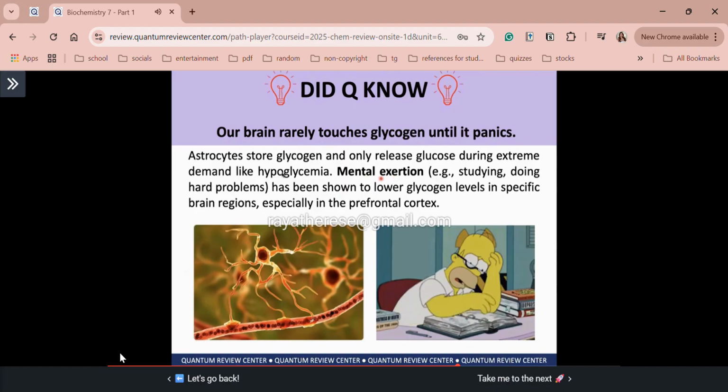So during your studying session like this one, doing hard problems like your example problems in Physical Chemistry, Analytical Chemistry, and Inorganic Chemistry, mental exertion has been shown to lower glycogen levels. So we mobilize glucose through glycogen breakdown. And again, class, this occurs in specific brain regions, in particular your prefrontal cortex. So class, here's the structure of your astrocytes. No need to memorize the structure and the terminologies here. Again, this is just a supplementary discussion to enrich our discussion.